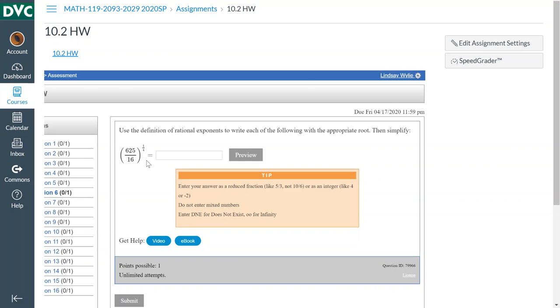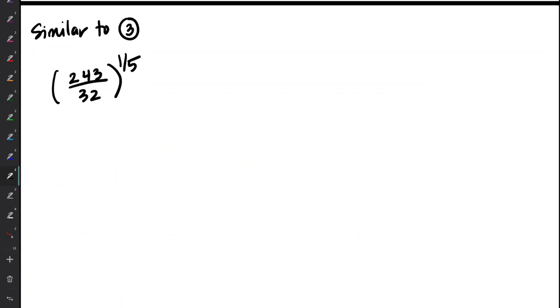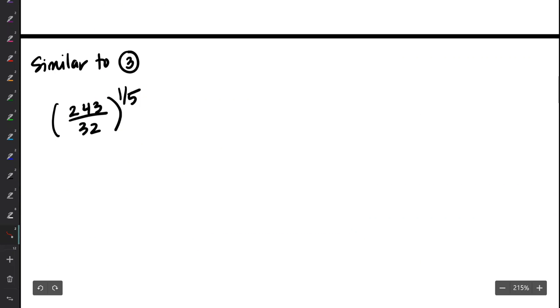Let's do a similar problem. So here, I'm giving you the fifth root, right? What we have learned with fractional exponents is that the denominator is the root that you are taking. Right? So this is the fifth root of 243 all over 32.